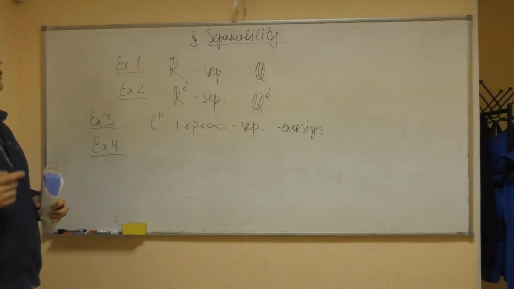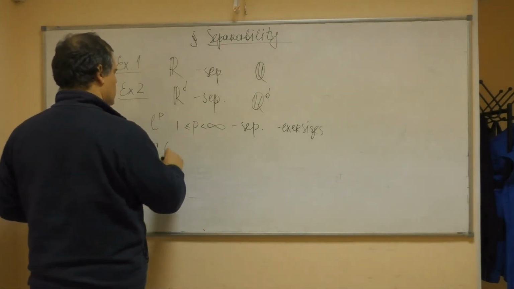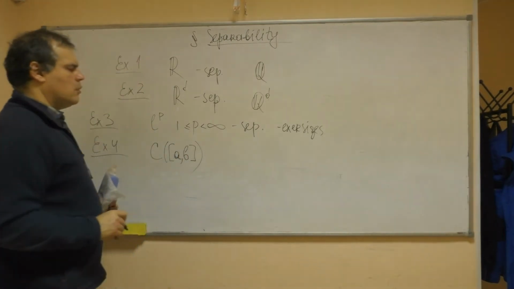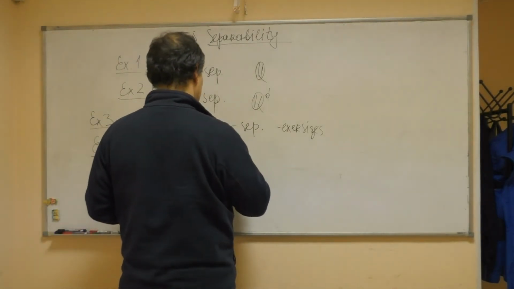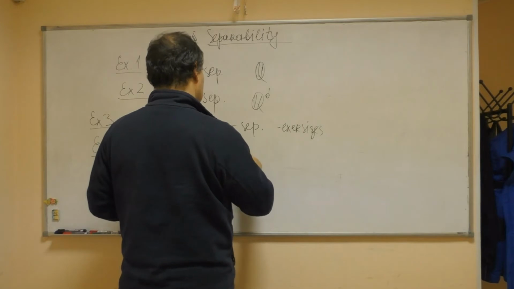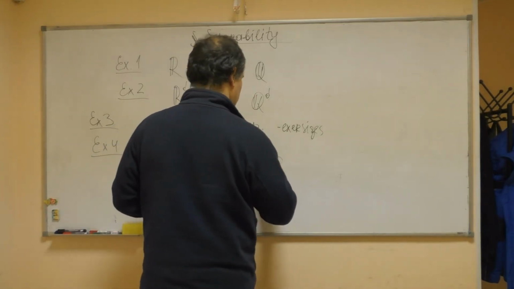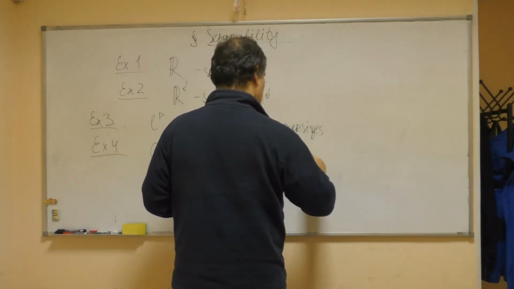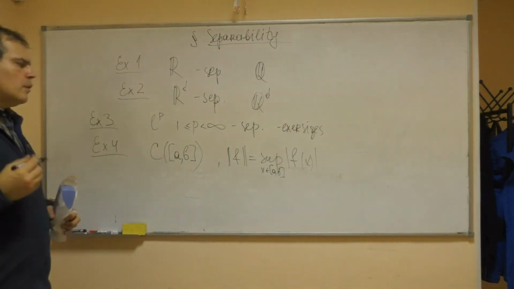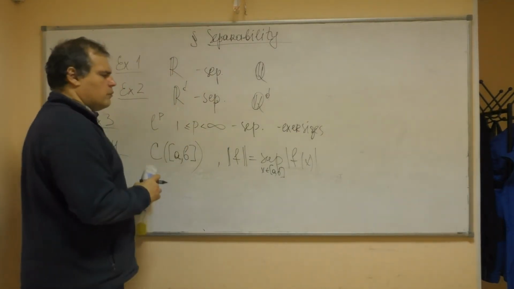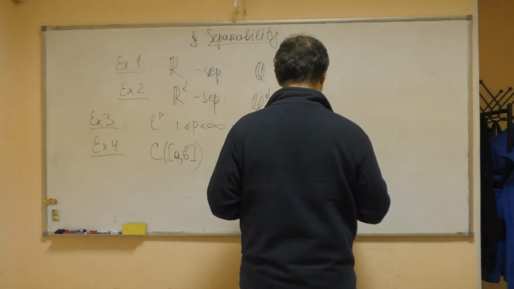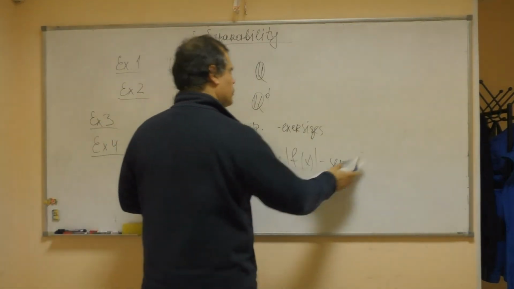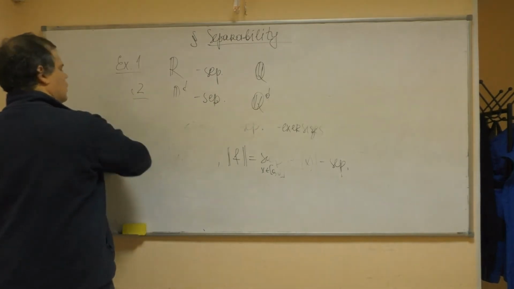The next example is the space of continuous functions with the norm equal to the supremum of the absolute value. Let's prove that this space is also separable. It will take some effort.